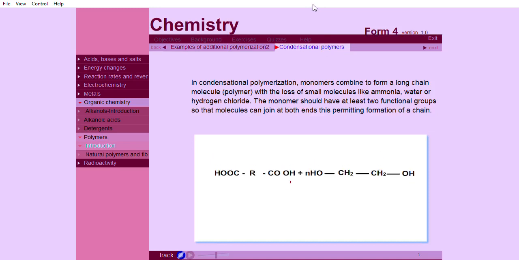In condensation polymerization, monomers combine to form a long-chain molecule or polymer with the loss of small molecules like ammonia, water, or hydrogen chloride. The monomer should have at least 2 functional groups so that molecules can join at both ends, thus permitting formation of a chain.